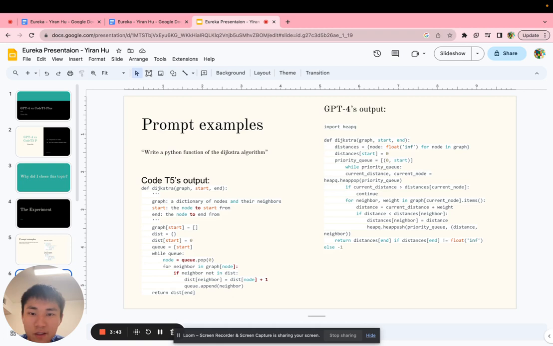And later on, for this harder task, which is write a Python function of Dijkstra's algorithm, an algorithm to find the shortest path between two weighted nodes, CodeT5 only output a BFS solution, which only handles the unweighted graph, while GPT output a full solution for all unweighted or weighted graphs given all the data needed. So looking at the results of several other different prompts, we can conclude that GPT-4 has outperformed CodeT5 Plus in terms of code efficiency.